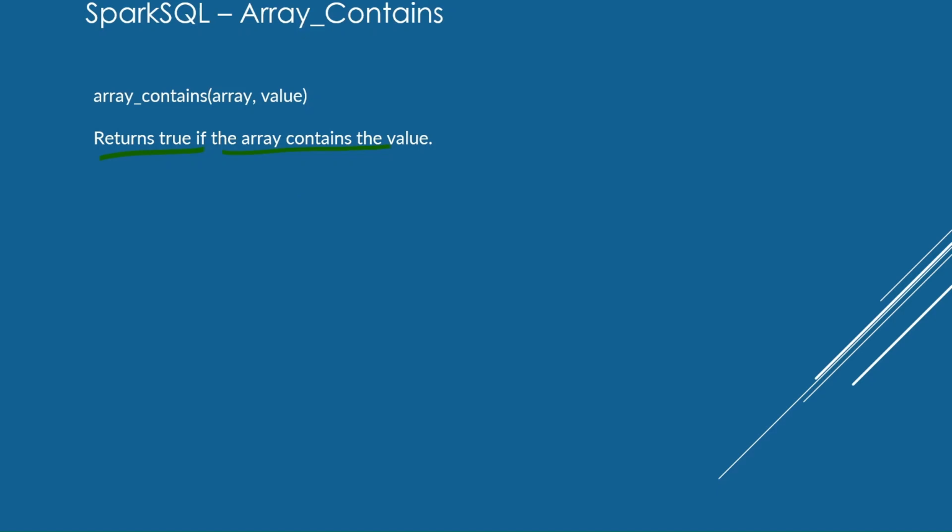Suppose our array has a million records and we want to search for one record. If that record is present in that array, the value will be returned as true, otherwise it will return false. So this is the signature of the array contains method. This is the array and this is the value.